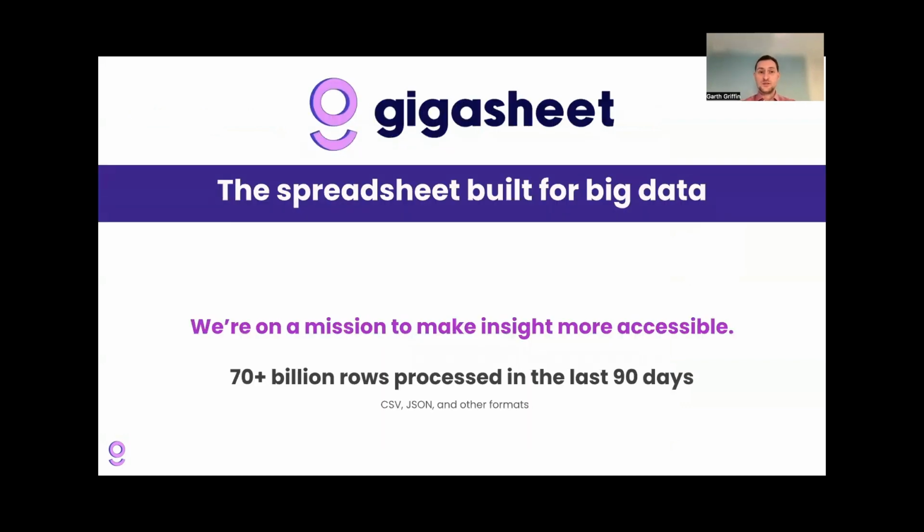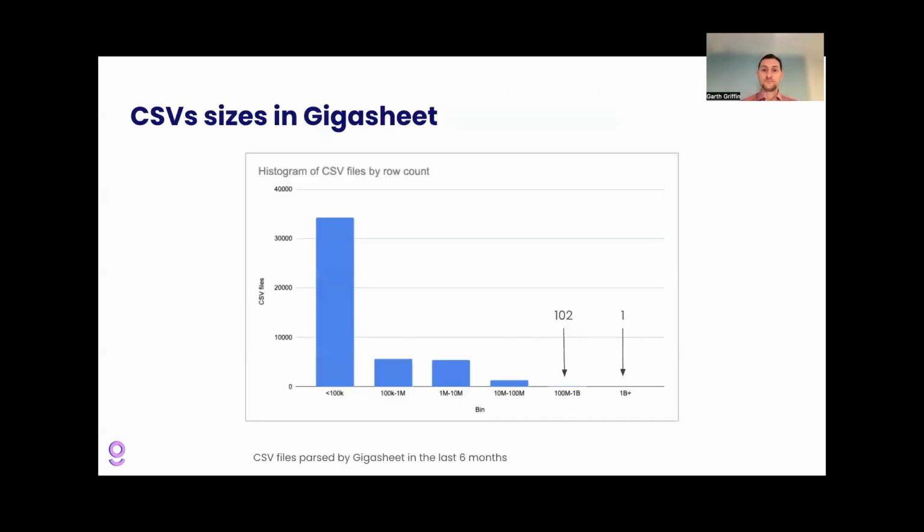So that's why we made Gigasheet. We're a company built for big data, the spreadsheet built for big data. That's our motto. We're on a mission to make insight more accessible. 70 billion rows have been processed through our servers in the last 90 days. Not just CSV files, but JSON files, PCAP files, and lots of other formats. My background is in data science, and I struggled with this. Huge files are pretty common, and it's difficult to do the basic stuff you want to do when data sizes get larger. So that's what we are trying to solve here at this company.